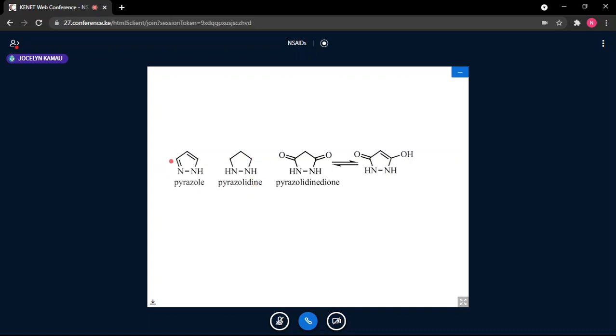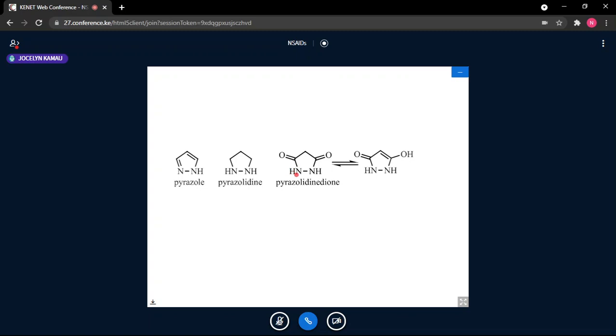Pyrazole, there is unsaturation, sorry. Unsaturation in pyrazole and saturation in pyrazolidine. So that is the difference between the two. And then the pyrazolidine dione is where, again, you have these two oxygens. The oxygens are usually in position 3,5. We usually call them the 3,5 pyrazolidine diones.